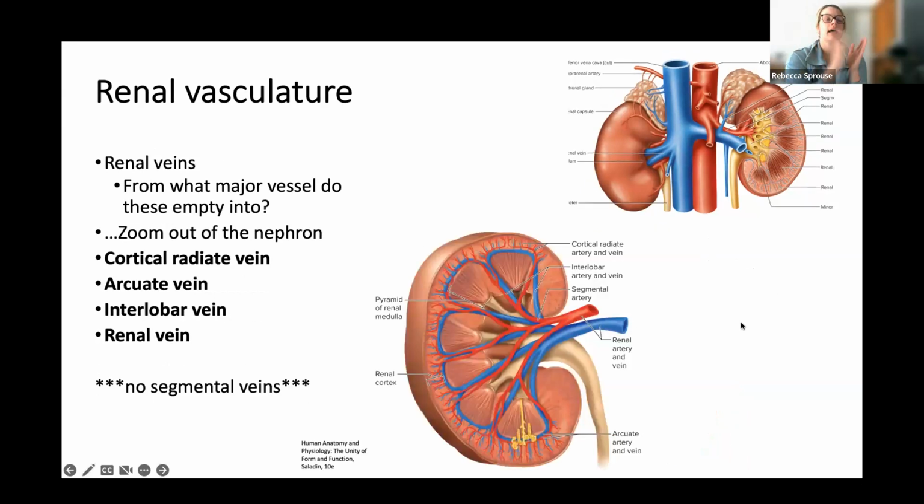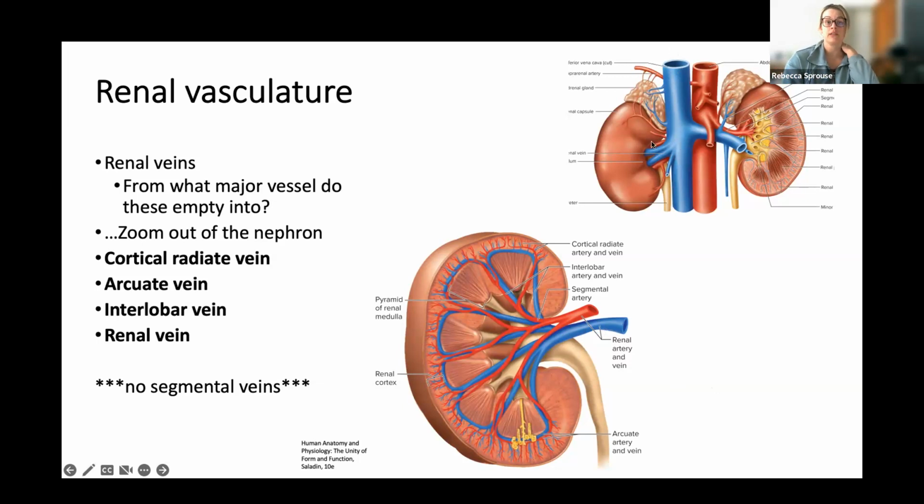Now, at that microscopic level where that nephron is, where those cortical radiate arteries are, that's where the magic happens. That's where the filtration happens. That's how we go from vascular pathway in to vascular and urinary pathway out. And so let's just follow the vascular pathway first. So our renal veins, right, they're going to empty eventually into the inferior vena cava.